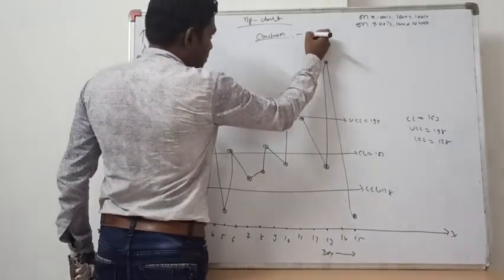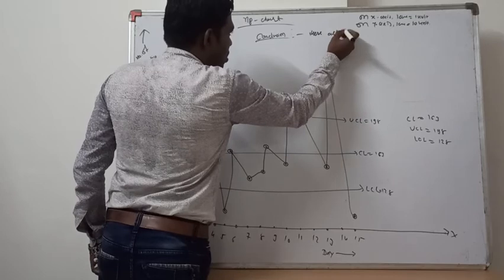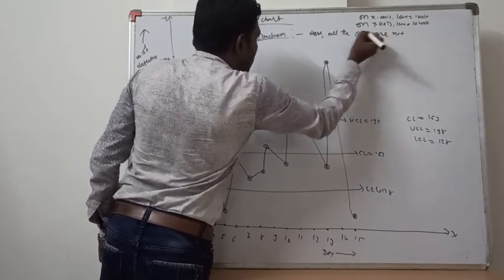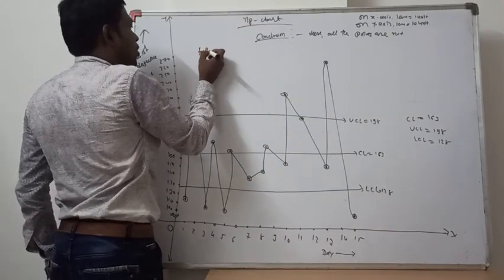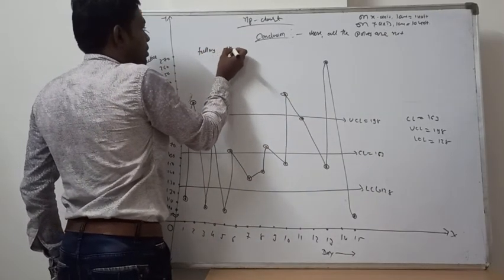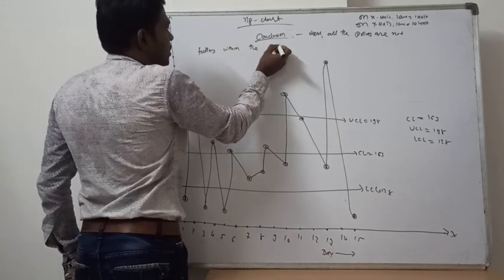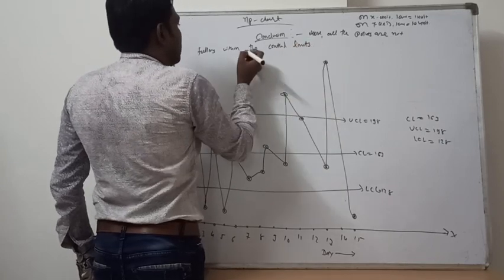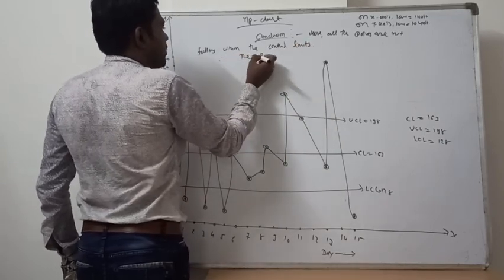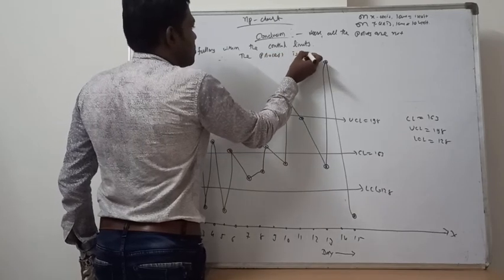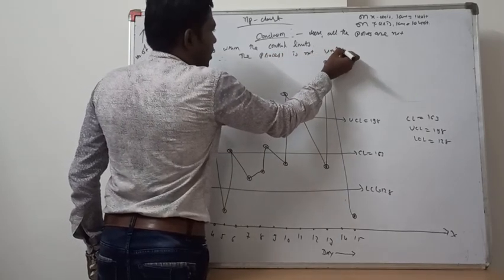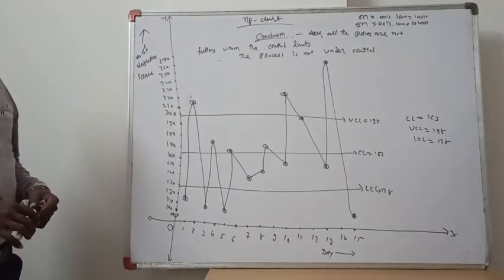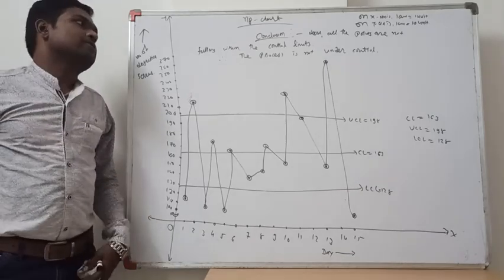So the conclusion is what? Here all the points are not falling within the control limits, therefore the process is not under control. So this is our NP chart when the sample size is the same. Clear?